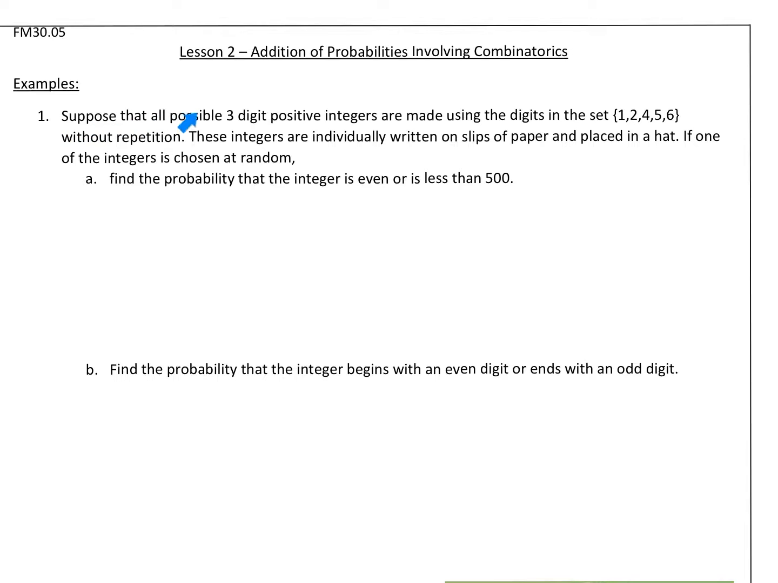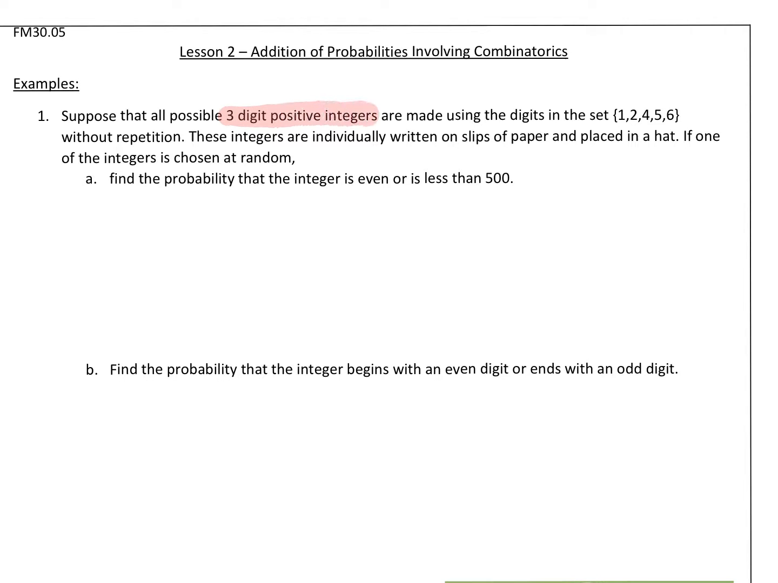It says, suppose that all possible 3-digit positive integers are made using the digits in the set 1, 2, 4, 5, and 6 without repetition. These integers are individually written on slips of paper and placed in a hat. If one of the integers is chosen at random, A, find the probability that the integer is even or is less than 500, and B, find the probability that the integer begins with an even digit or ends with an odd digit. Okay, so let's just go through and figure out the super important stuff in our problem.